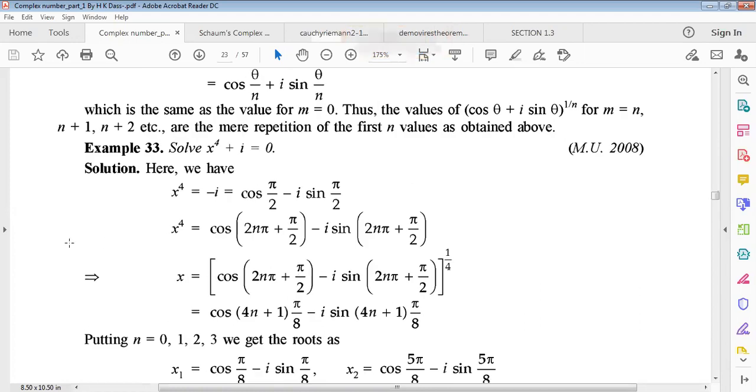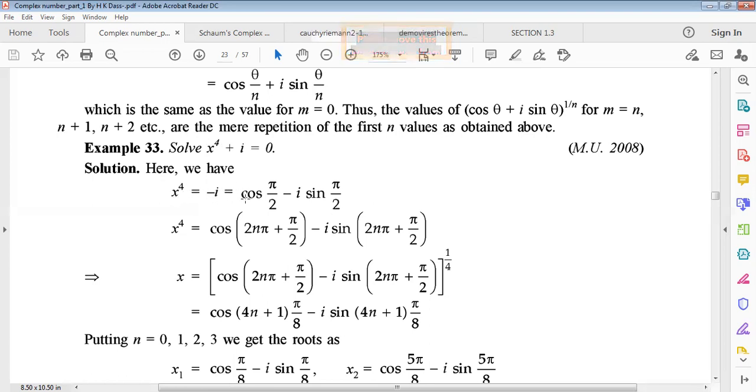For example 33, suppose we have to solve x to the power 4 plus i equals 0. What is the highest power? 4. That means this equation has 4 roots. Remember, 4 roots, because the highest power is 4. So we have x to the power 4 equals minus i.